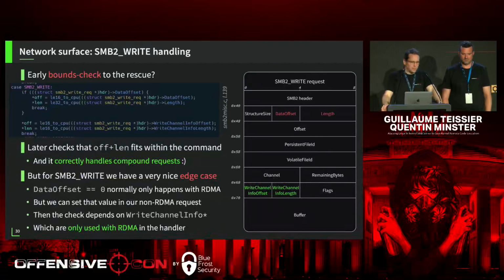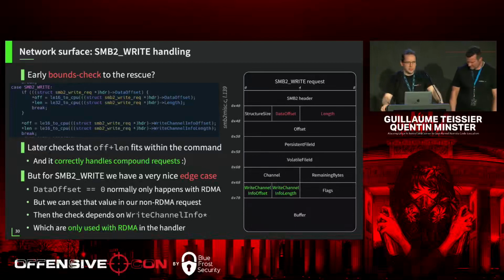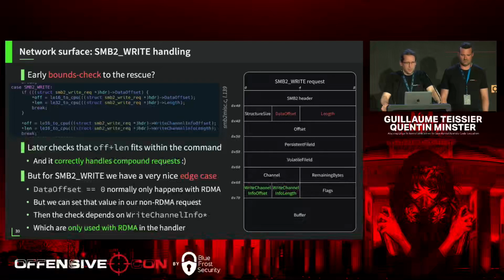So that means also that the check we saw in the SMB2 write handler is redundant, but this one should be enough. But for SMB2 write, there's an edge case, namely that if data offset, that's the offset to the buffer to be written, is 0, it will not use the data offset and the length of the buffer. It will use two other fields. Those fields are used for RDMA transports. That's the offset and length of the channel information for RDMA. But those fields are not used when doing the actual handling of the write command in the SMB2 write handler.